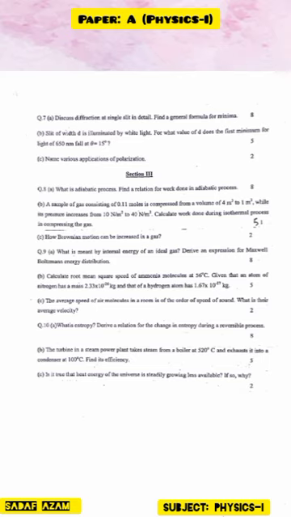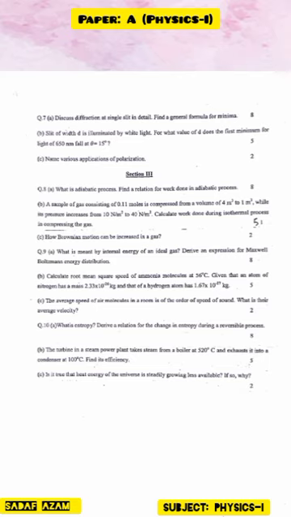Section 3. Question number 8A. What is an adiabatic process? Find a relation for work done in an adiabatic process. B. A sample of gas consisting of 0.11 moles is compressed from a volume of 4 meter cubed to 1 meter cubed, while its pressure increases from 10 Newton per meter squared to 14 Newton per meter squared. Calculate the work done during the isothermal process in compressing the gas. C. How can Brownian motion be increased in a gas?